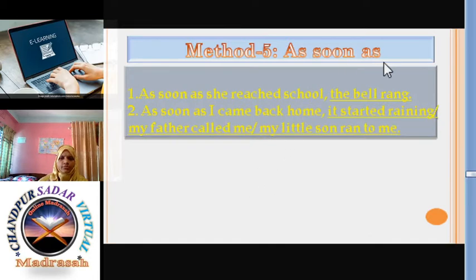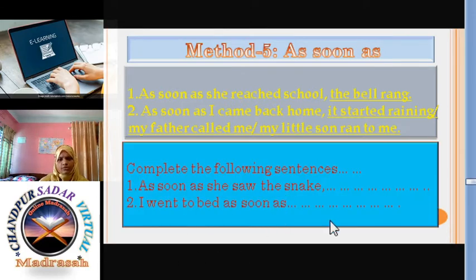So method 5, as soon as. Here are given some examples. As soon as she reached school, the bell rang. So verb 2, verb 2. As soon as I came back home, it started raining. Or my father called me, or my little son ran to me. More options can be given here.